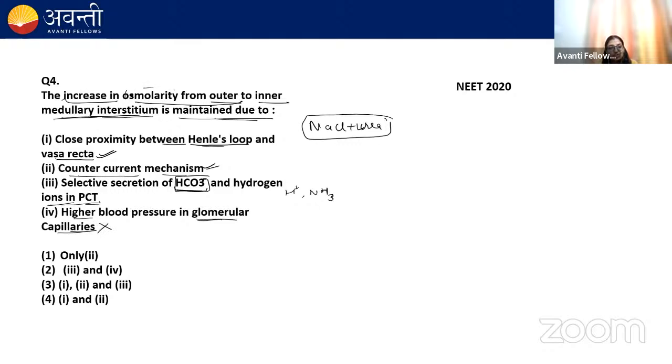So the main points which lead to the increase in osmolarity from outer to inner medullary interstitium are the close proximity between Henle loop and vasa recta and the counter current mechanism. It is first and second. So it is option number 4, which is 1 and 2. I hope it is clear.